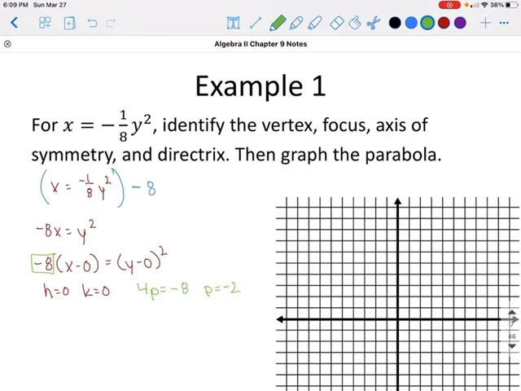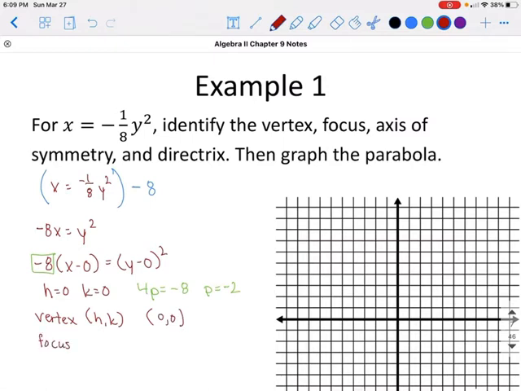Now, if this opens vertically, if p is positive, it'll open up. If p is negative, it will open down. If it opens horizontally, if p is positive, it will open to the right. If p is negative, it will open to the left. Because it is the y squared, it is going to open horizontally. And because it's negative p, it will open to the left. So we know that our vertex will be h and k. So that's at 0 and 0.